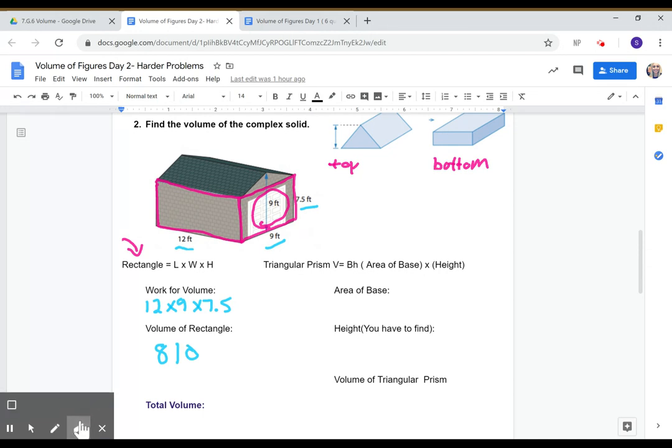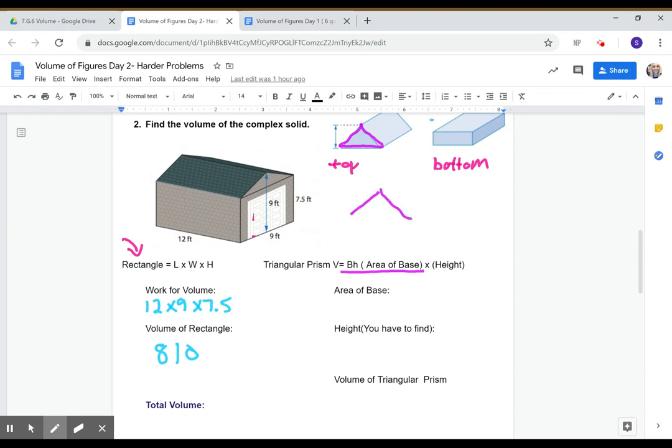Now what I'm going to do is I'm going to erase this, and now I want to find the volume of the triangular prism. So that's like the roof part of this. So off at the top in the blue, I pulled out the triangular prism. So we know when I'm dealing with a triangular prism, I've got to find the capital B, which is the area of the base. The base of a triangular prism is the triangle.